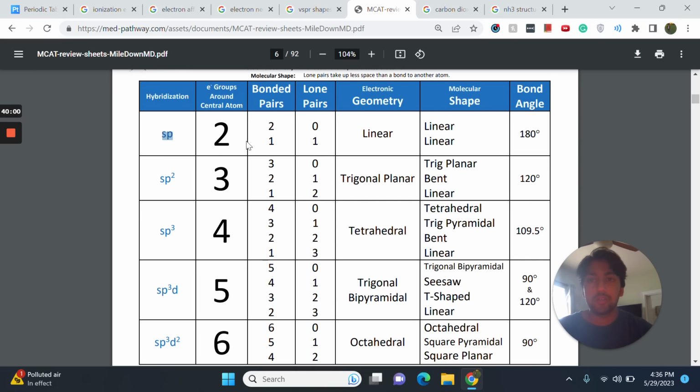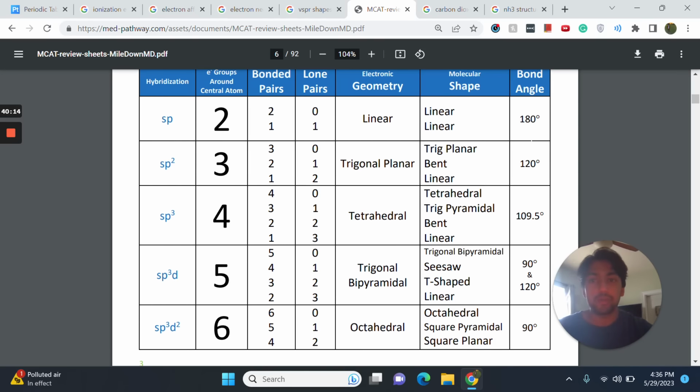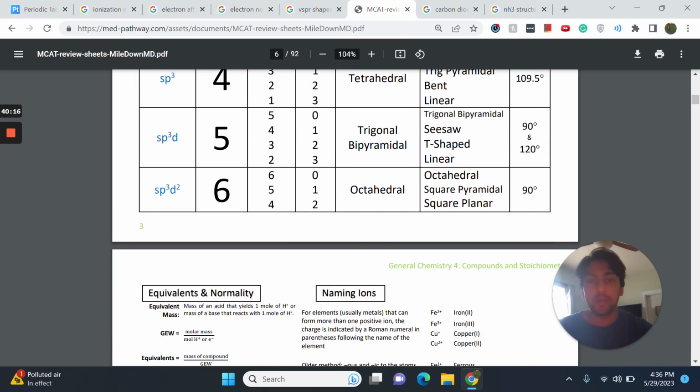You can figure out what the bond angles are by looking at what sort of hybridization it has. You can figure out how many electron groups are around the central atom, how many of those are bonded pairs, meaning how many bonds there are, and how many lone pairs there are. And then you can figure out what the shape is, and then you can figure out what the angle is for that geometry. Okay.